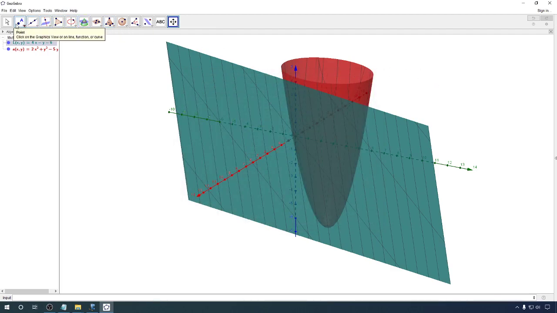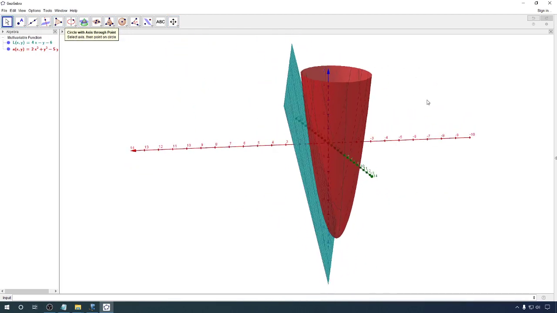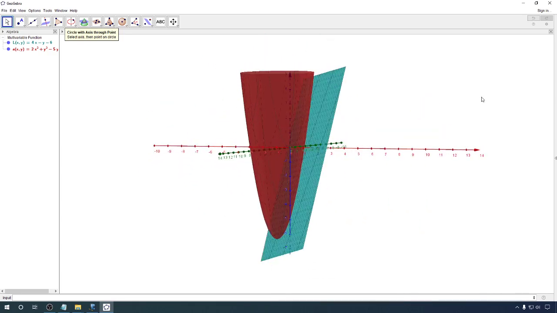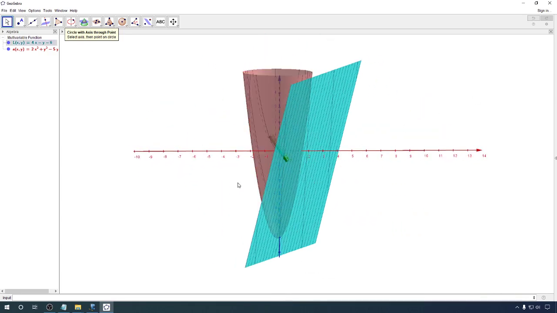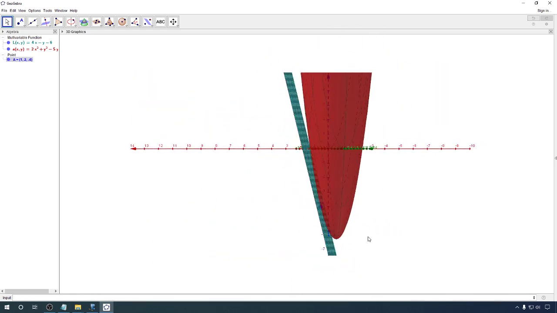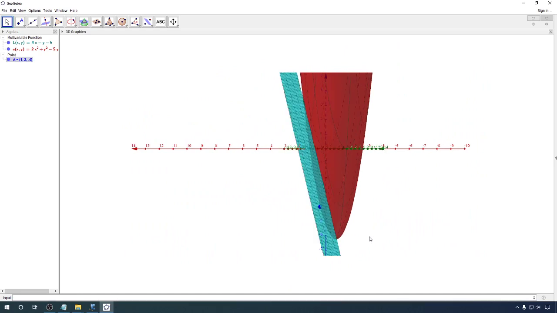So that plane is a tangent plane at a point. In fact, if we could go ahead and put in that point, recall that point was supposed to be 1, 2, negative 4. And you can see that's correct.